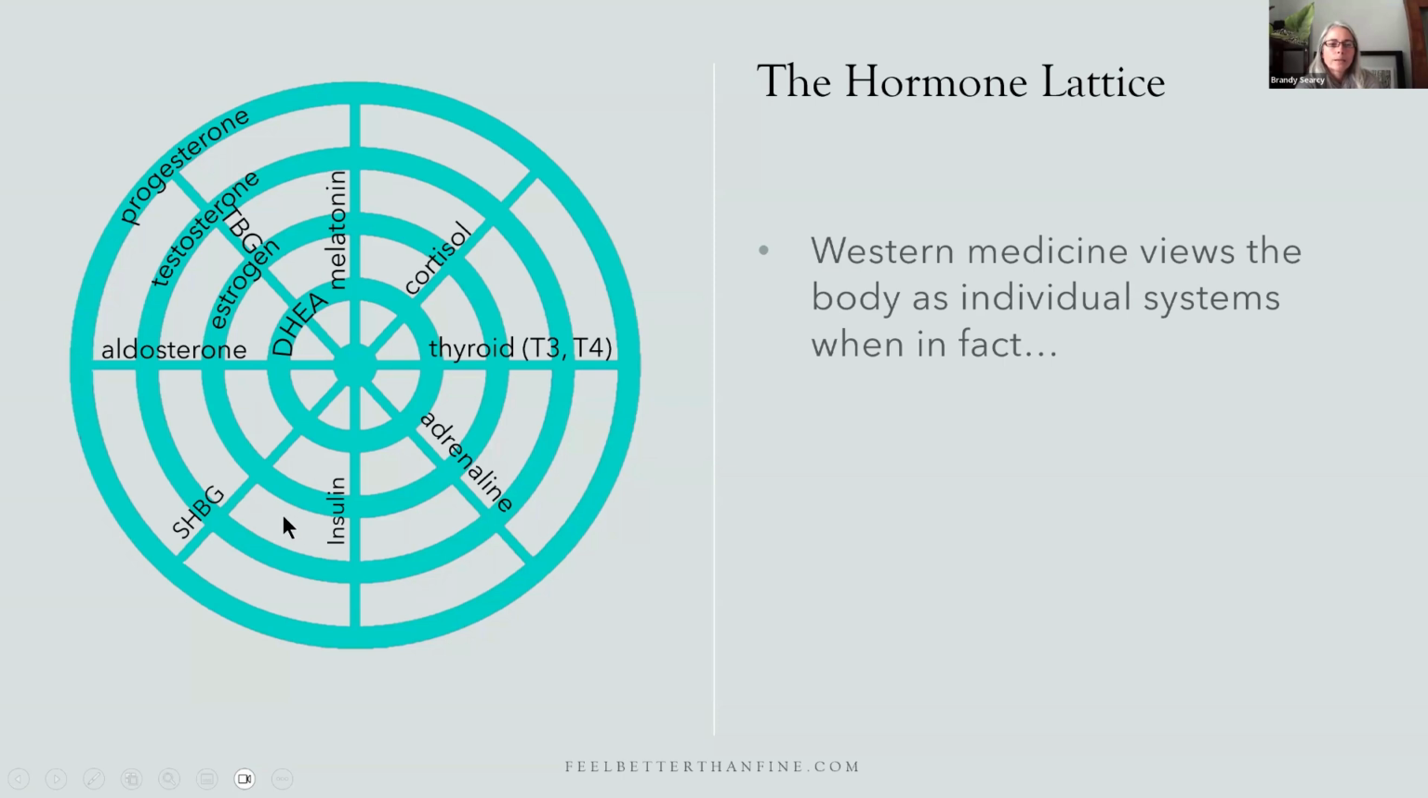The point of this is whenever something changes in any of these, it impacts every other part. So a change in your insulin is going to impact all of your sex hormones. It's going to impact your thyroid hormone, your cortisol, your melatonin, and all the others.